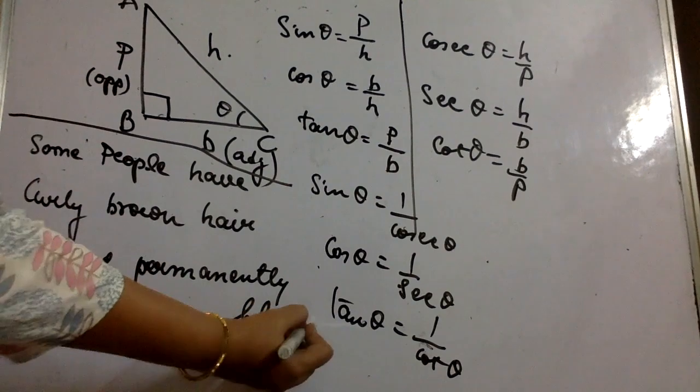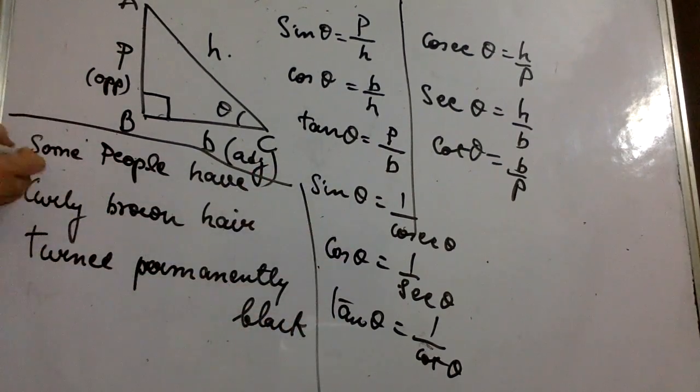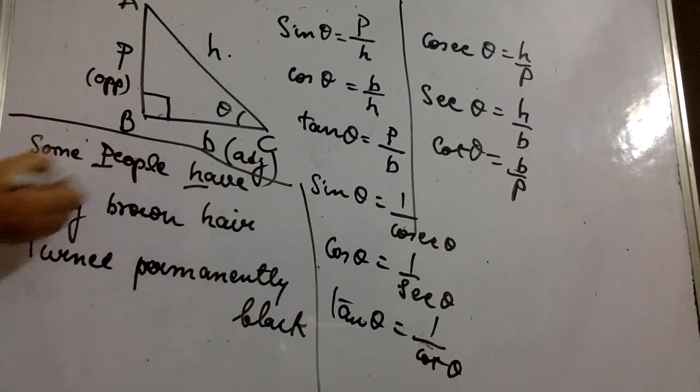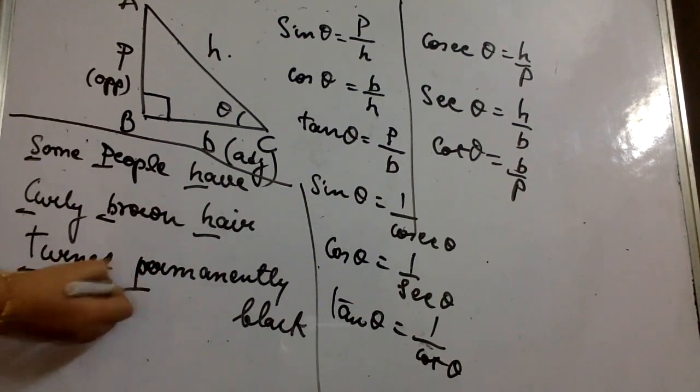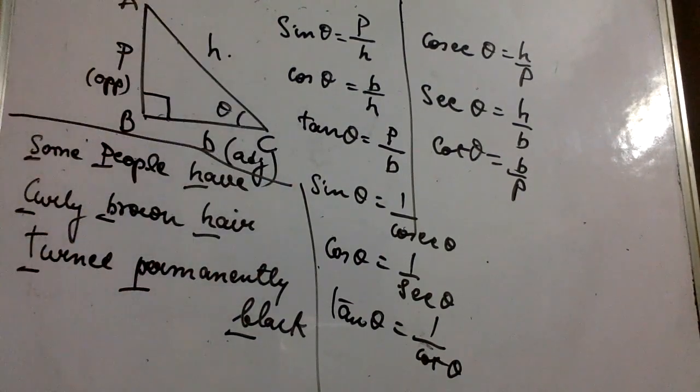What is it actually? By now you would have guessed it. Sine is perpendicular by hypotenuse, cos is base by hypotenuse, tan is perpendicular by base. Okay, that's it. Let us take up one small question now.